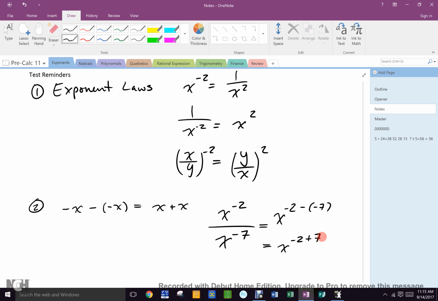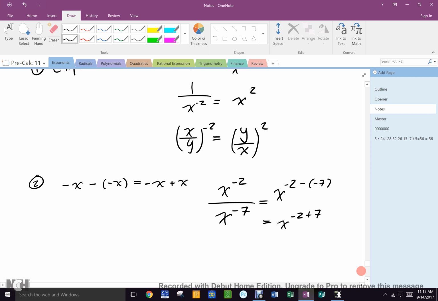Max. Where it says negative x minus negative x equals x plus x, making negative x plus x. Oh yeah, sorry. Negative x plus x. Thank you, Max. Everybody good? That's another one you guys always screw up.